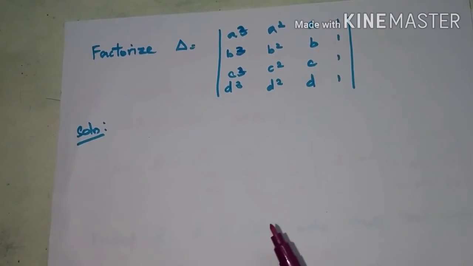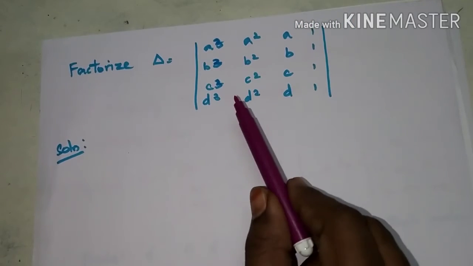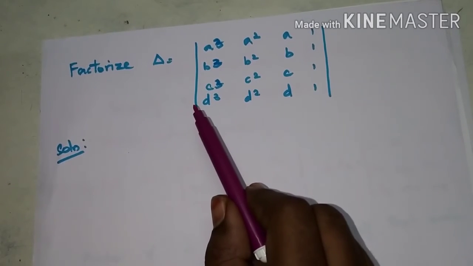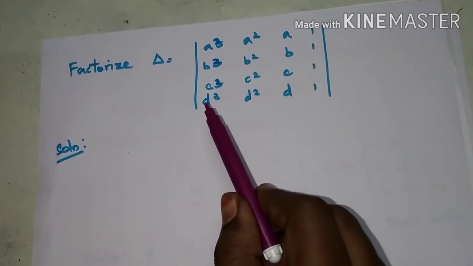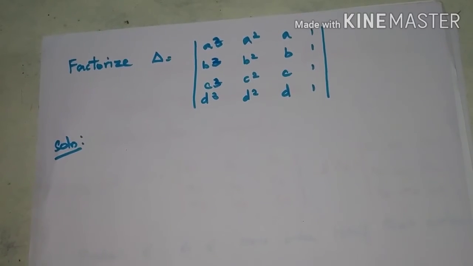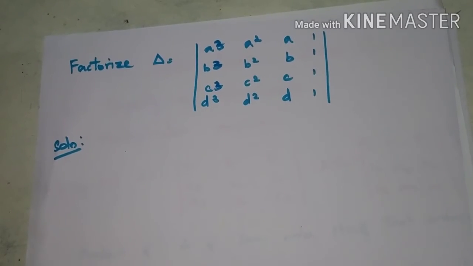Now let us move on to the last problem, that is, factorize the fourth order determinant. This problem could be solved by using the factor theorem, that is the sixth property. If the elements of a determinant del are functions of x and two parallel lines become identical when x is equal to some value, let x is equal to a, then x minus a is a factor of del.